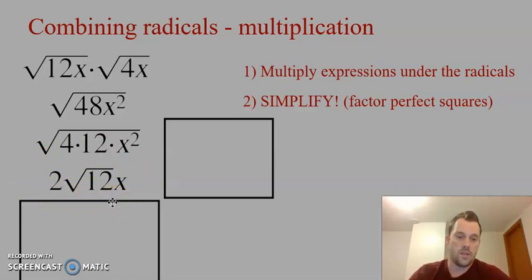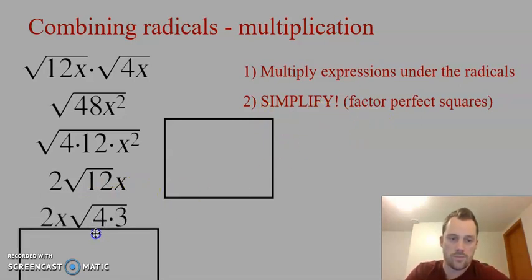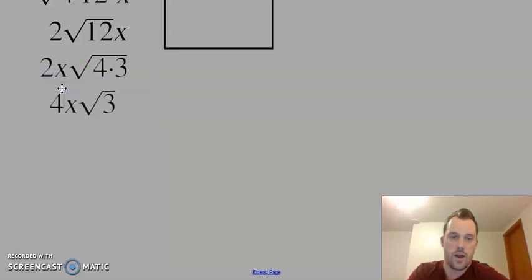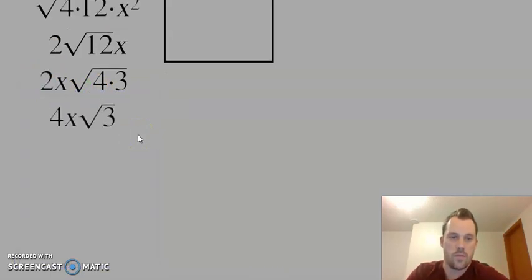But from our previous example, we know that this can be factored even further into 4 times 3, right? Every time you get to a point where you think it might be the answer, think, can I simplify it any more? So we end up with 2x times square root of 4 times 3, and we can factor out another 4 here, so square root of 4 is 2, and 2 times 2x will give us 4x root 3.